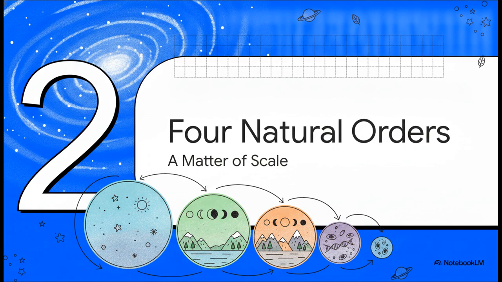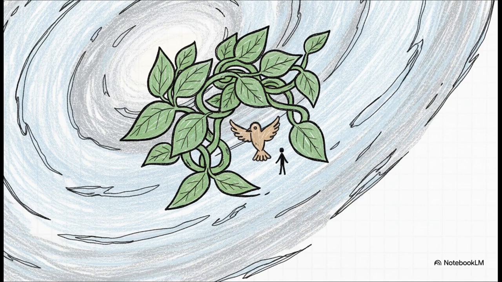Section 2. The 4 natural orders, a matter of scale. Let's zoom way out for a second and look at the sheer scale of the cosmos, categorized into 4 distinct orders. Everything in existence falls into one of these 4 orders, and the relative quantity here is absolutely mind-blowing. First, we have the material order. This is your soil, water, continents, planets, stars. This is by far the vastest in quantity.